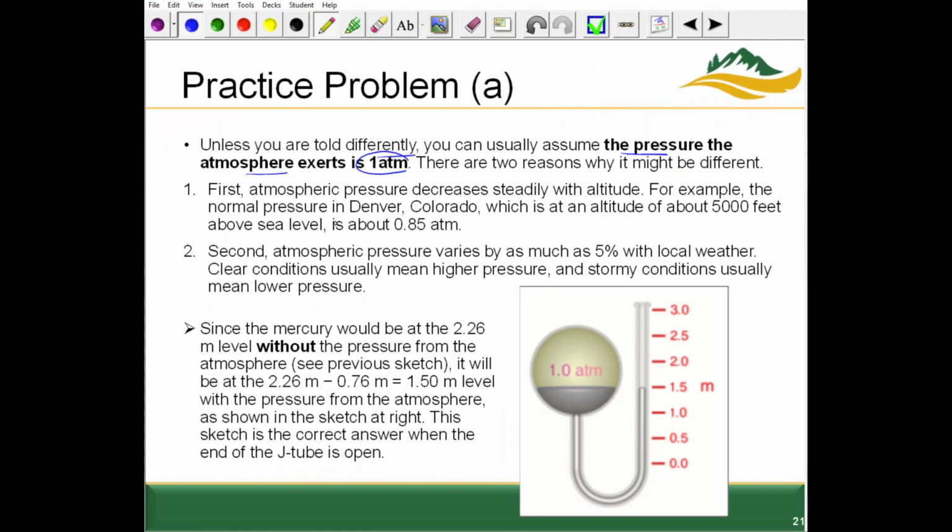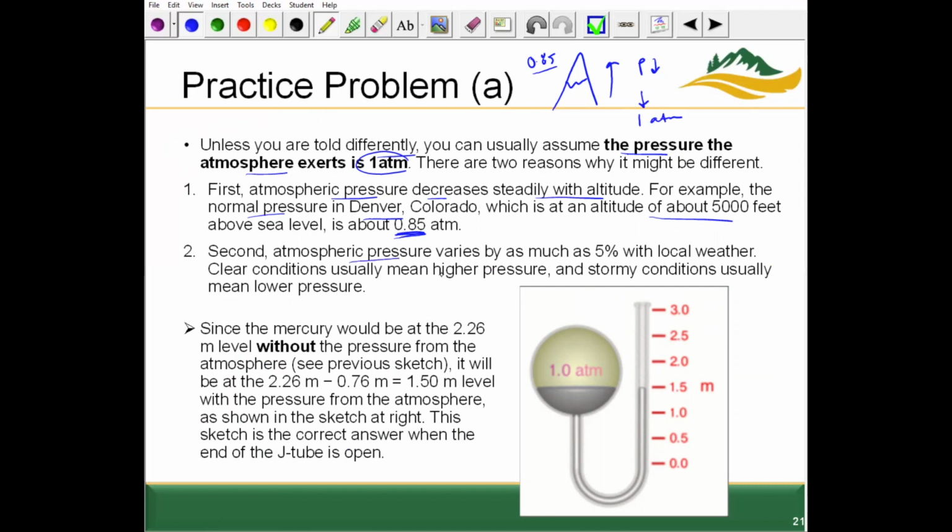But this isn't always the case because atmospheric pressure decreases steadily with altitude. Right, as we go up in altitude, the pressure decreases. For example, normal pressure in Denver, with its high altitude, is not 1 atmosphere. It's about 0.85 atmospheres. Then when we go back down to sea level, we go back up to 1 atmosphere.